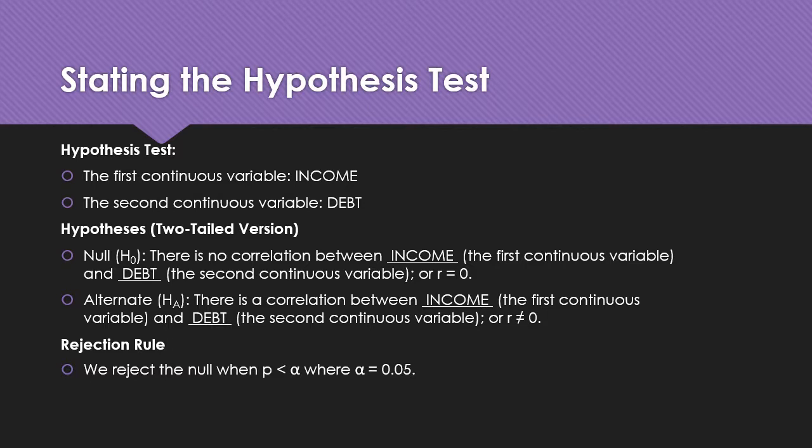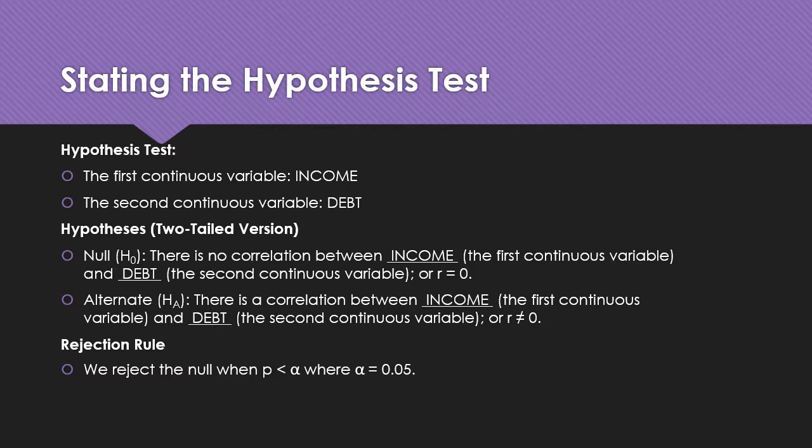So the hypothesis test, the first statement says the first continuous variable, income, and the second continuous variable, debt. The null hypothesis states there is no correlation between income and debt, or R is 0. The alternate hypothesis states there is a correlation between income and debt, where R is not equal to 0.